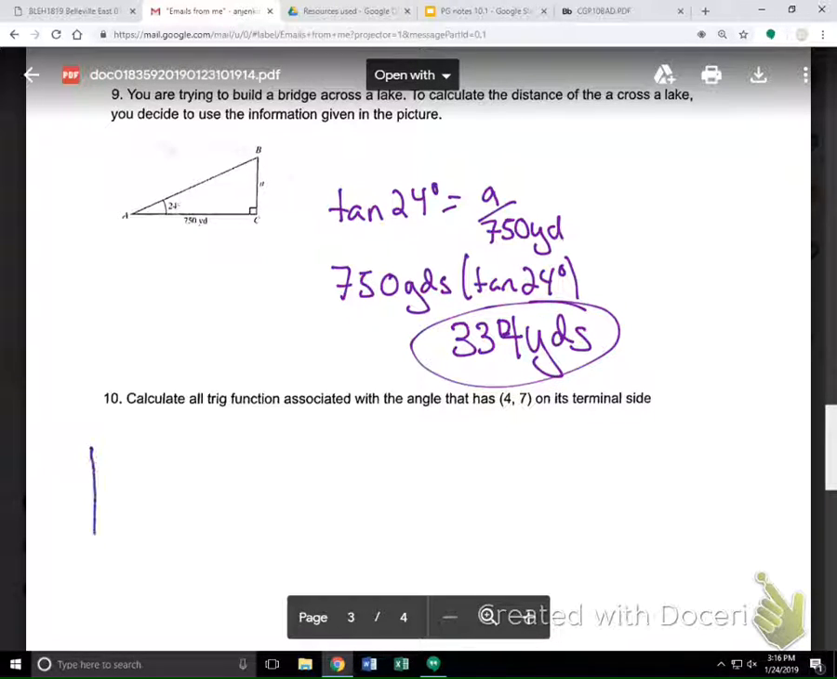This one is to draw it out because I'm a visual person. And so I see that I'm going 4, 7, put it right here.